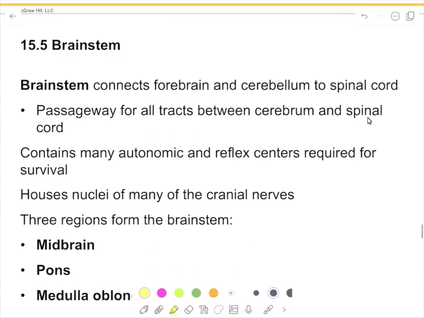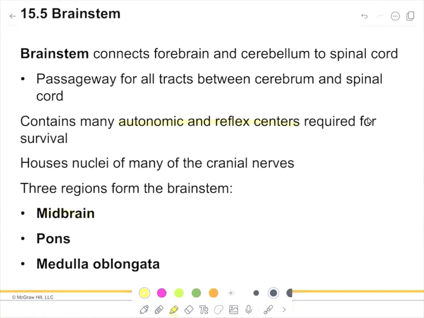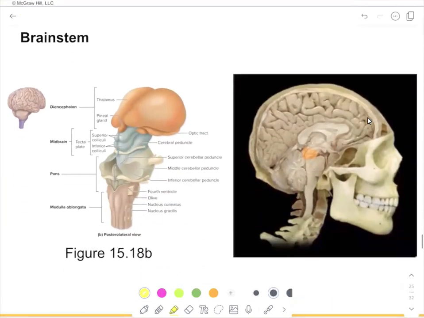The next region of the brain is called the brainstem, and it contains many autonomic and reflex centers required for survival. And its three regions are the midbrain, the pons, and the medulla oblongata. And below the medulla oblongata would be the spinal cord. So the brainstem is shown on this image here, and it contains the midbrain, pons, and the medulla.